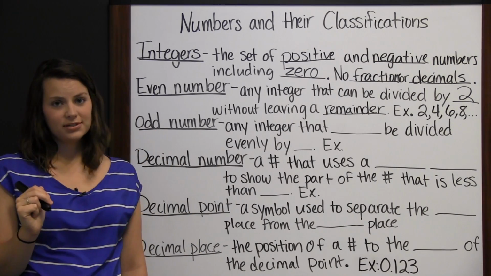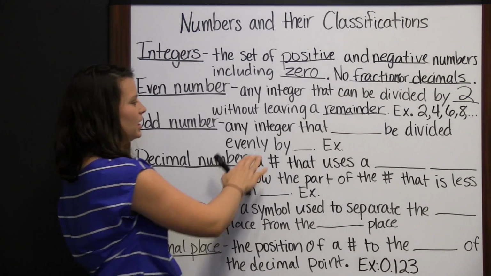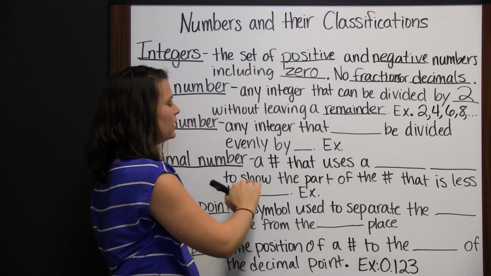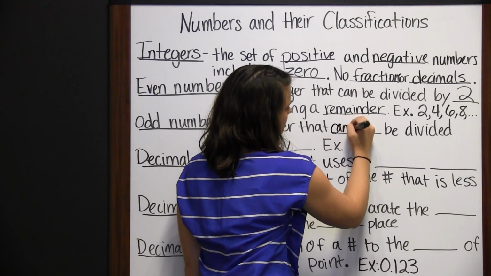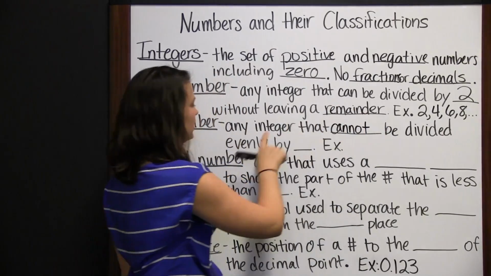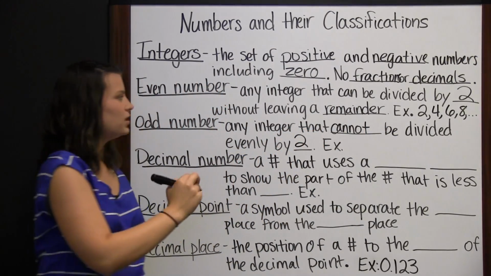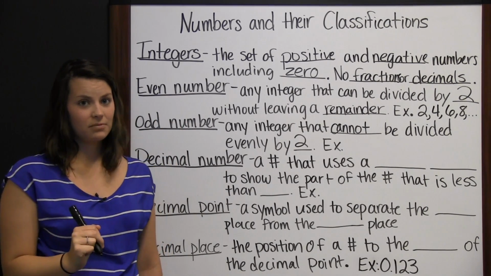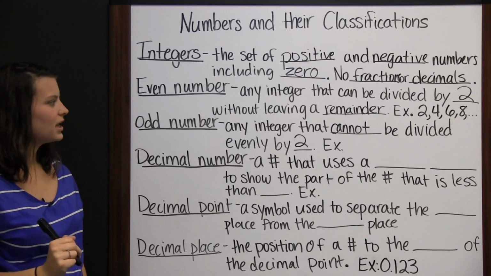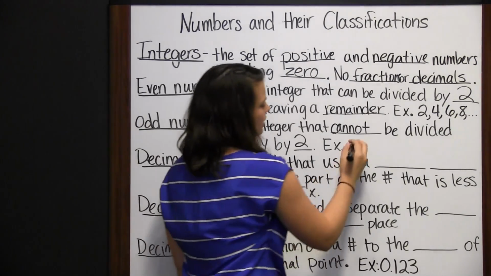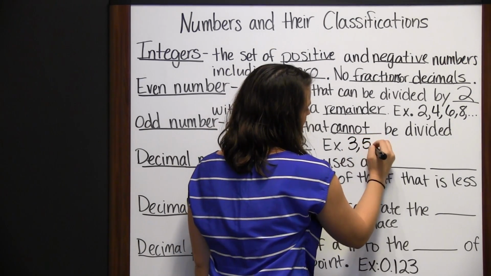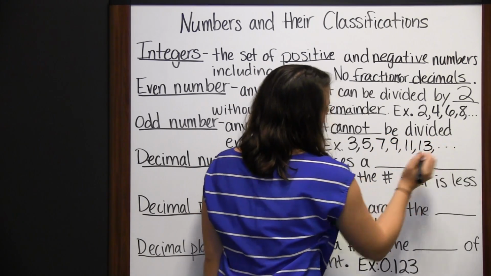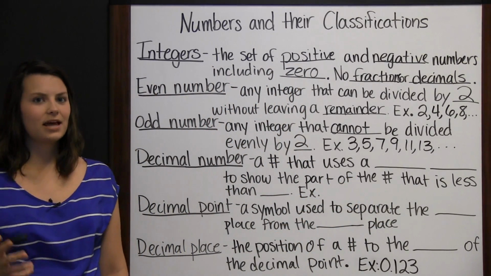Next we have odd numbers. An odd number is, again, any integer, so no fractions or decimals, only positive and negative numbers including 0, that cannot be divided evenly by 2. So the exact opposite of an even number. Even numbers can be divided by 2 evenly, and odd numbers cannot be divided evenly by 2. And so an example of those numbers would be numbers like 3, 5, 7, 9, 11, 13, 15, 17, 19, etc., etc., etc.